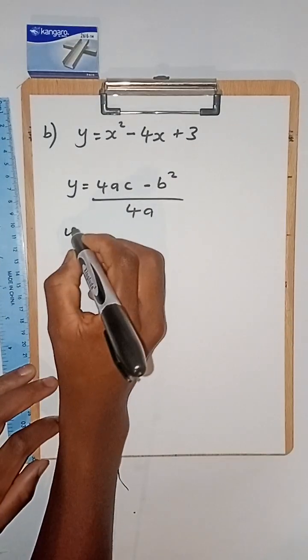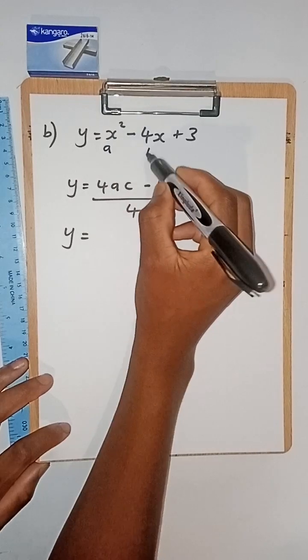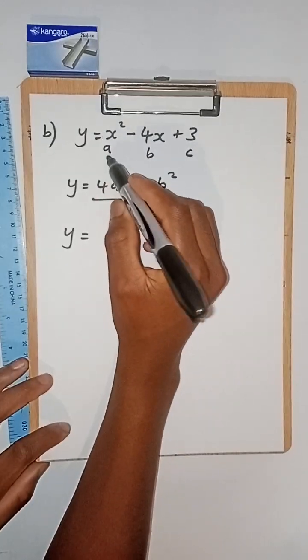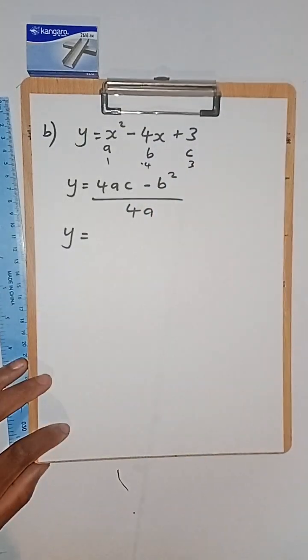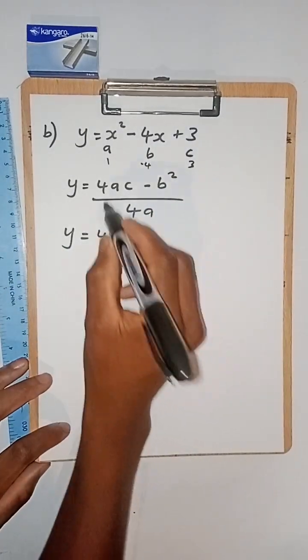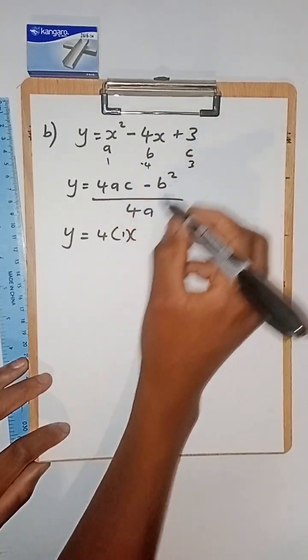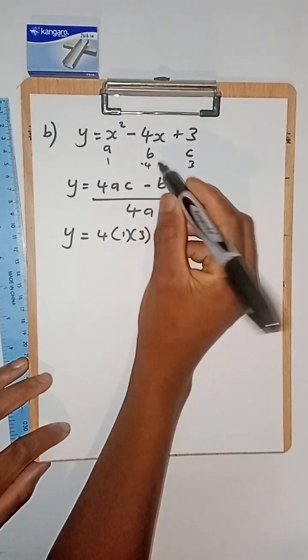So now y is equal to... in this case, this is our a, b, c, the numbers in front here. Here we have 1, here we have -4, here we have 3. So we're going to say 4. What is our a? We have it as 1. What is our c? We have it as 3. What is our b? Our b here is -4.